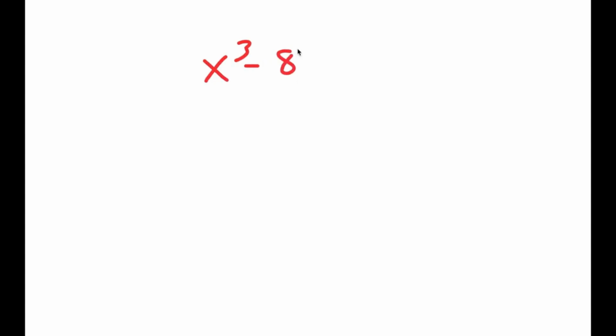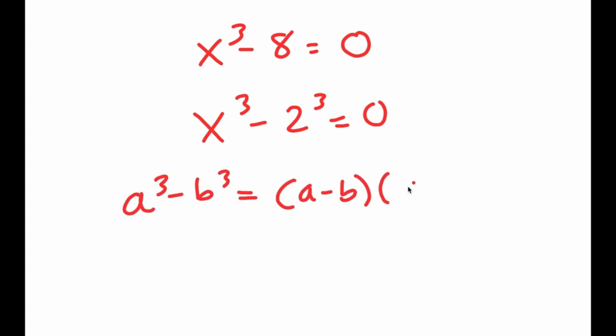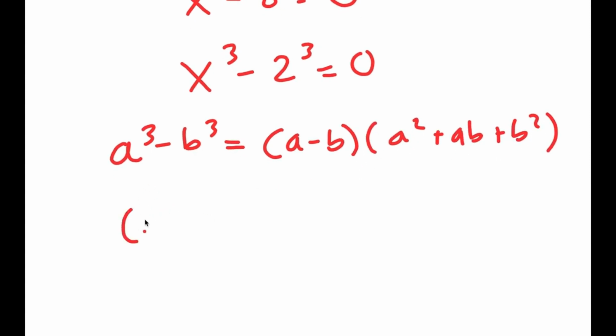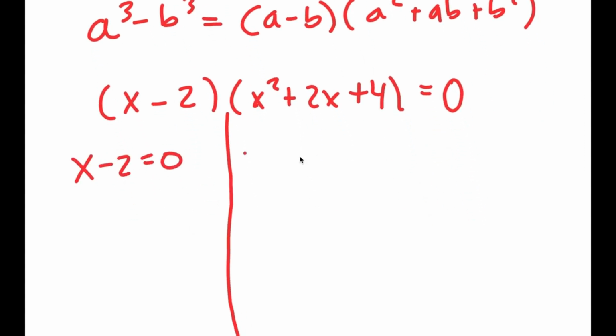So I'm going to rewrite my equation here, x to the power of 3 minus 8 equals 0. And now I'm going to rewrite 8 as 2 to the power of 3. So I get x to the power of 3 minus 2 to the power of 3 is equal to 0. And then now I'm going to use the formula a to the power of 3 minus b to the power of 3 is equal to a minus b times a squared plus ab plus b squared. So in this case, this turns into x minus 2 times x squared plus 2x plus 4 is equal to 0. So now I get two equations. I get x minus 2 equals 0 and x squared plus 2x plus 4 equals 0.